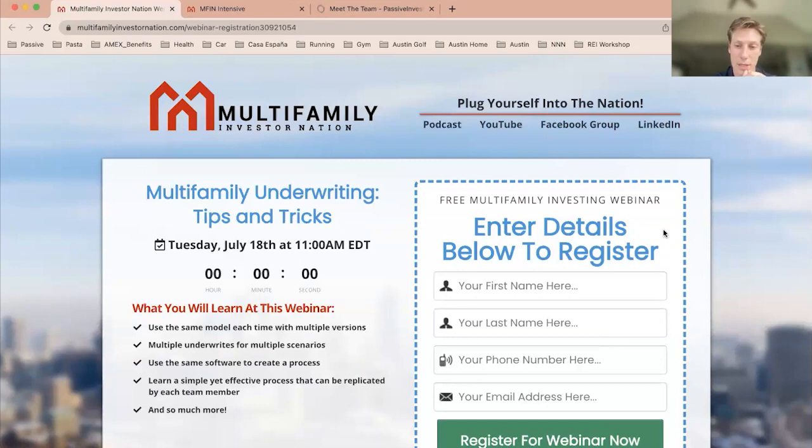So when you have a team like we do at passiveinvesting.com, where you have multiple people working on a deal, it's really important that you create multiple versions of an underwrite. What that means is you have an Excel model. I'm talking about the first bullet point I have here. So use the same model each time with multiple versions.